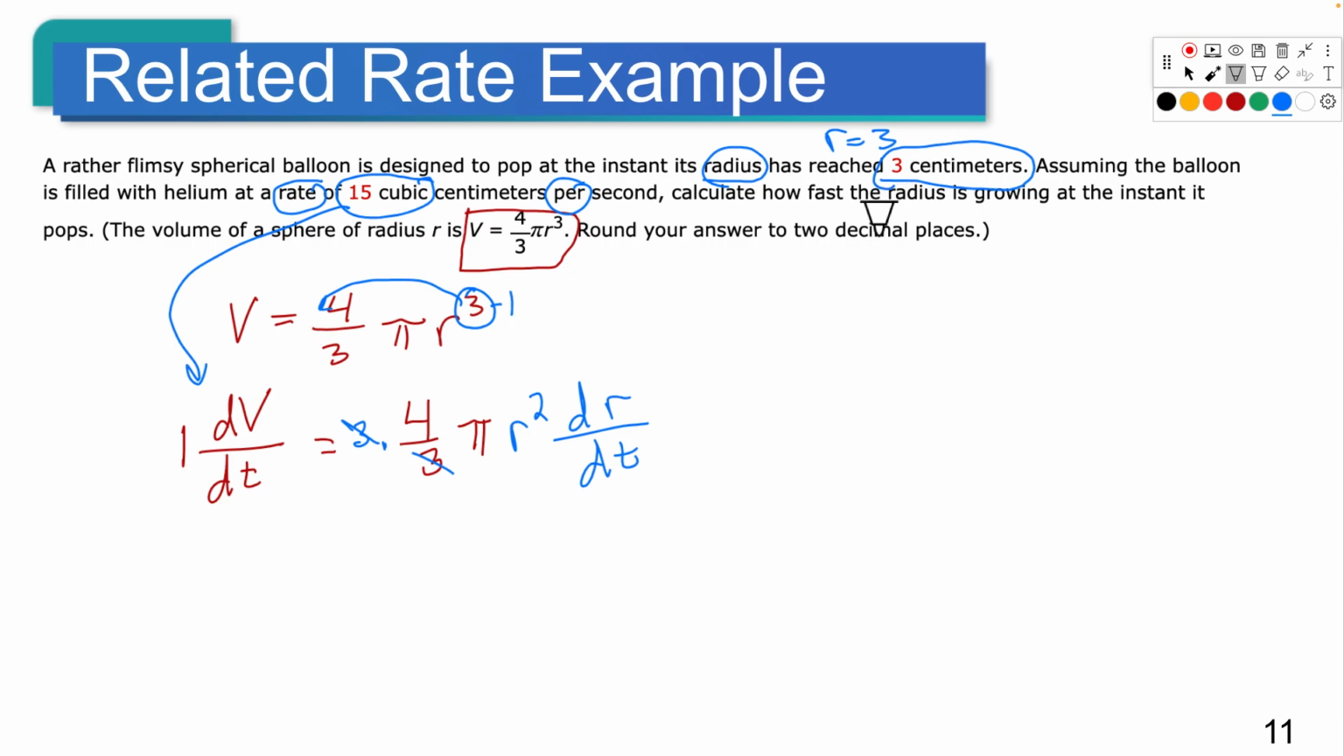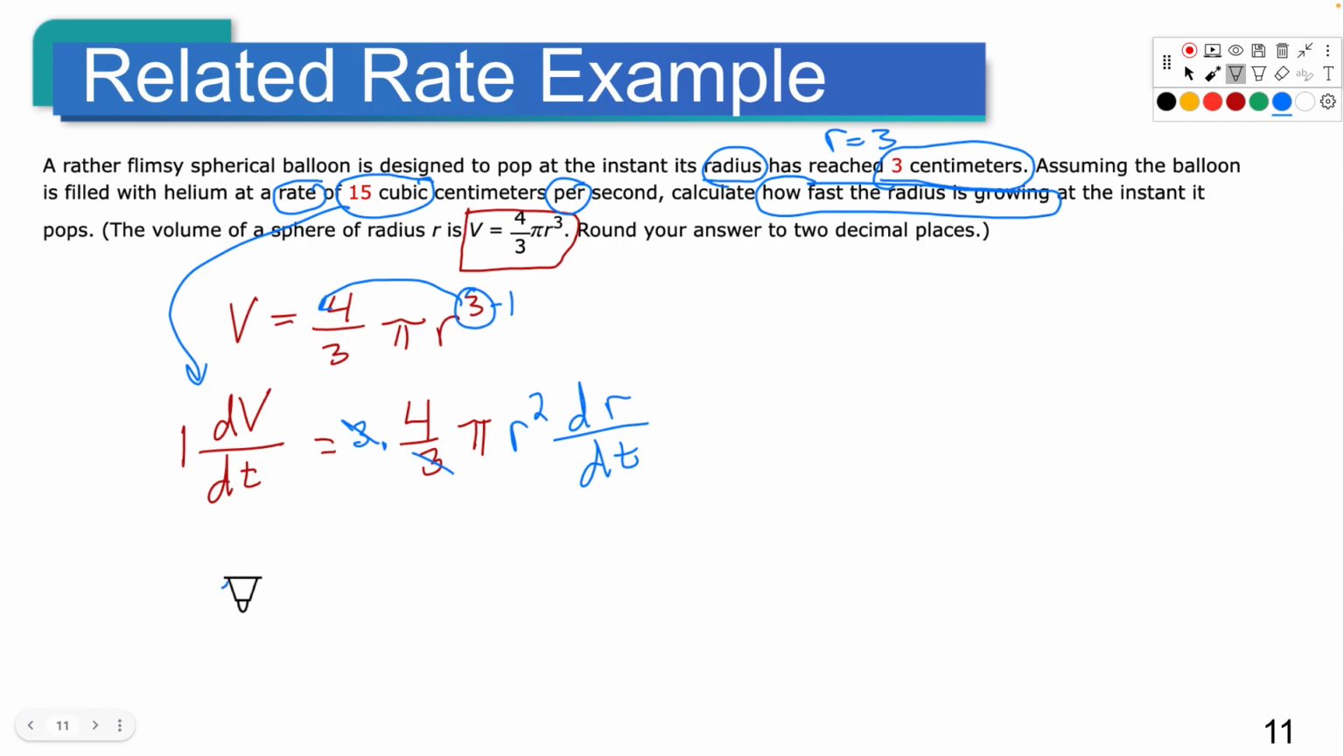So, okay, I've got a dV/dt, I know what that's going to be. I know what r is. They don't tell me about dr/dt, but the question is, how fast is the radius growing? The question is about the derivative of the radius. So you'll see that you'll have numbers for every one of your variables except for one. The one that you don't have is what the question is asking. Okay, so that's a good way to do it.